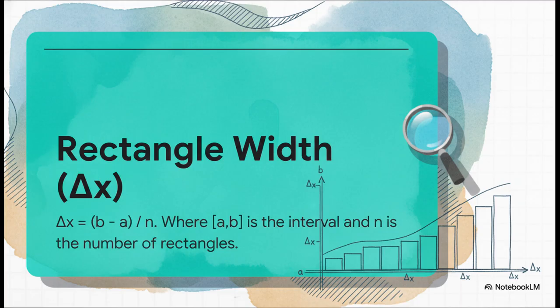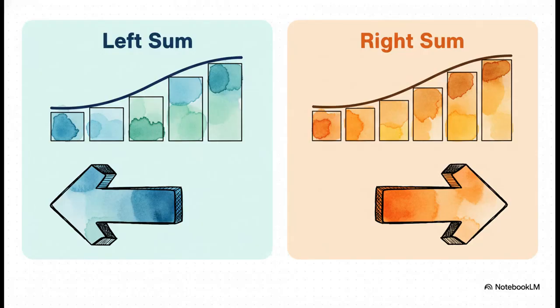Make sense, right? So next we need their height, and there are a couple main ways to do this. For what's called a left sum, the height of each rectangle lines up with the curve at its top left corner. And for a right sum, you guessed it, the height matches the curve at the top right corner. This tiny choice is going to be pretty important because it affects whether our final guess is a little too low or a little too high.